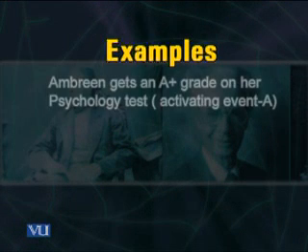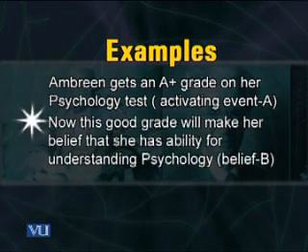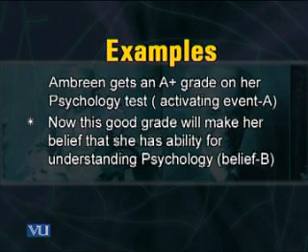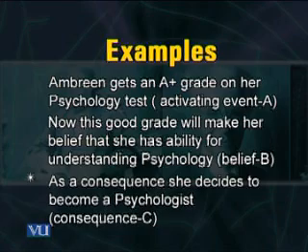Example number 1. Amreen gets an A+ grade on her psychology test. So the A+ grade on her psychology test is the activating event A. Now this good grade will make her believe that she has the ability for understanding psychology. That is the belief, B. As a consequence, she decides to become a psychologist.